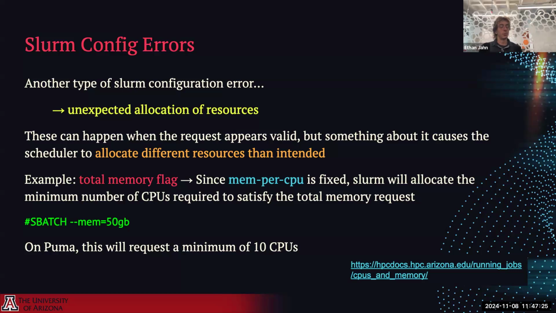So for example, on Puma, this flag here that says mem equals 50 gigabytes will request a minimum of 10 CPUs regardless of how many you specified. So if I only specified 5, I might get 10. The problem here isn't that the job is going to fail. The problem is just that it's behaving differently than you expected. And especially if you are considering how much of your CPU time allocation you're using, 10 CPUs rather than 5 is a factor of 2 increase. So if this is a pretty long job or if you're running a lot of them, then this can add up pretty quickly. So it's important to be aware of these types of things.